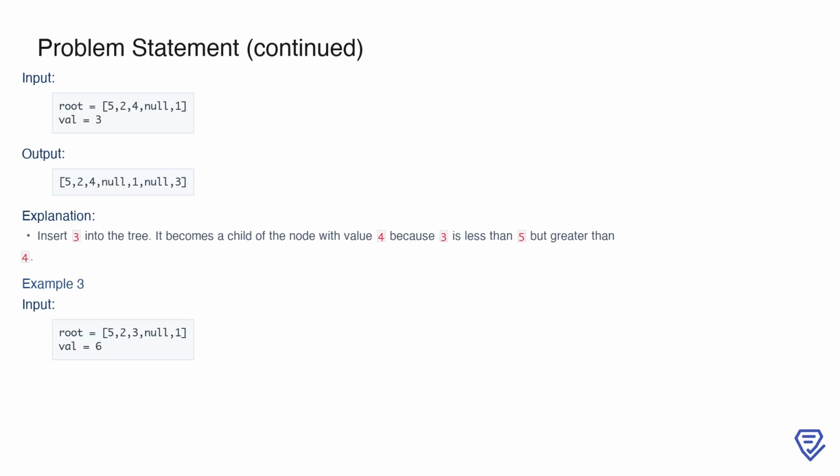Now let's consider another example. Suppose the input tree is 5 2 4 0 1 and val is 3. In this case, the output tree becomes 5 2 4 0 1 0 3. Here, 3 is not greater than the root value 5, so it doesn't replace the root. Instead, it gets inserted into the right subtree. Specifically, it becomes a child of the node with value 4, as 3 is less than 5 but greater than 4. This placement ensures the tree remains consistent with the rules of a maximum binary tree.